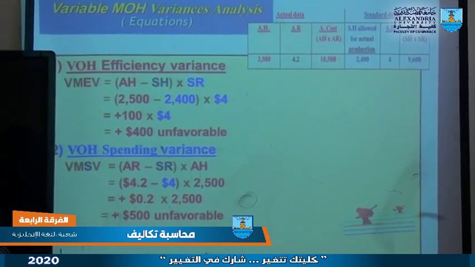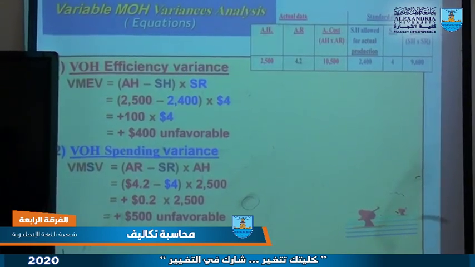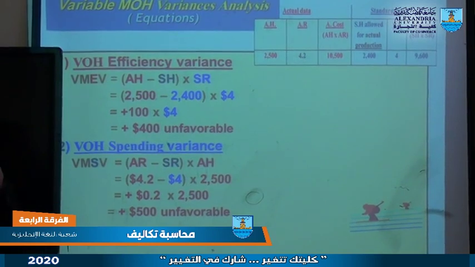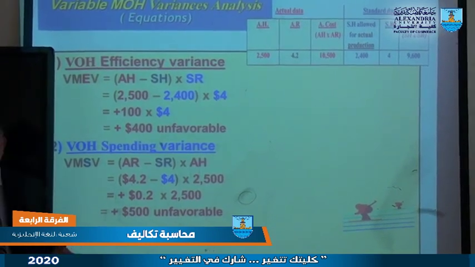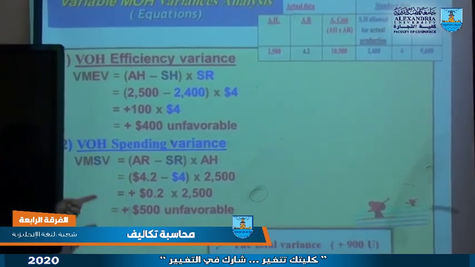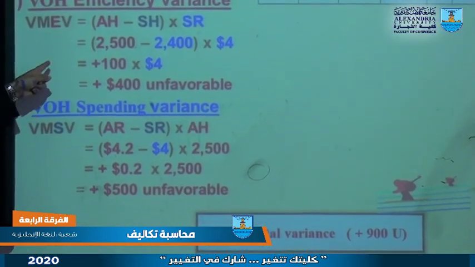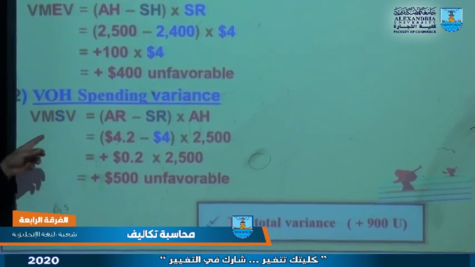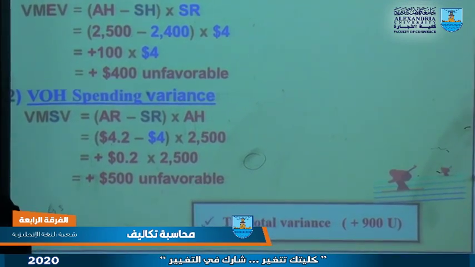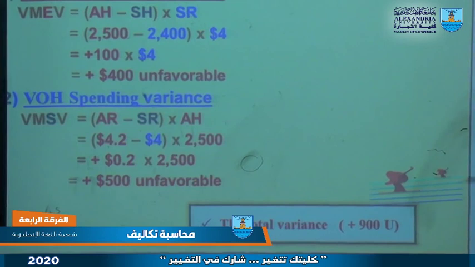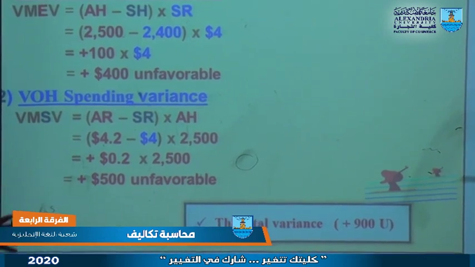Don't forget, in the previous slide I needed to explain why I have the total variance. Do you remember the total variance? This is my total variance. So the total of efficiency and spending must equal the total variance. Okay.